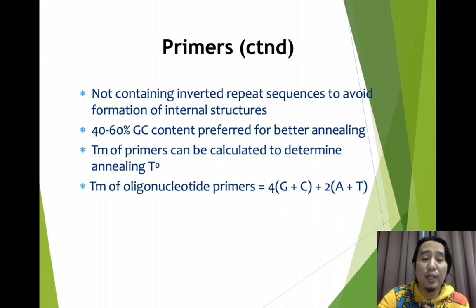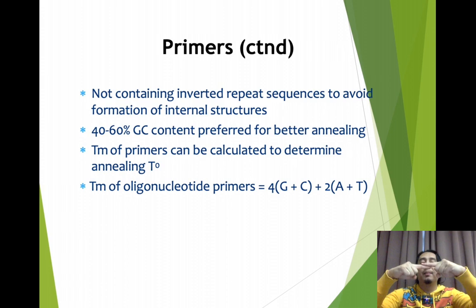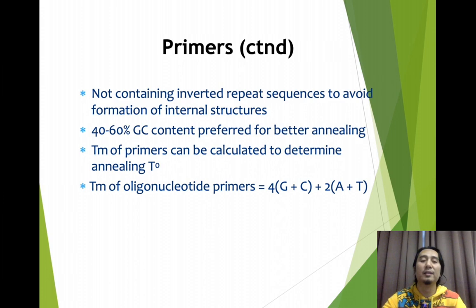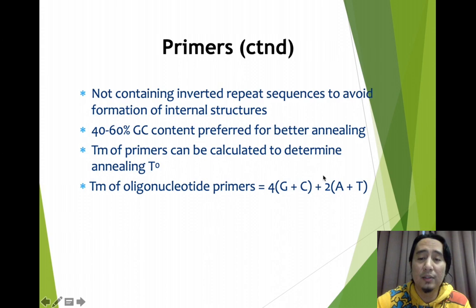Melting temperature is where the primer falls off from the target sequence, whereas the annealing temperature is where the primers bind to the target. Can you imagine? When annealing, the primer can bind to the target gene. At melting Tm, the primer will fall off from the target, so it dissociates. To calculate the Tm manually, this is the formula: 4 times the count of G plus C, and 2 times the count of A plus T. This is the manual way to calculate the Tm of the primer.